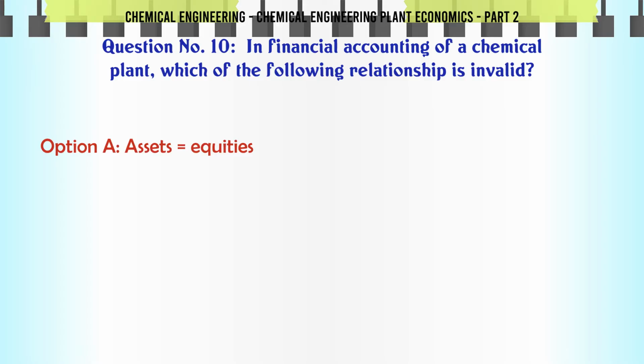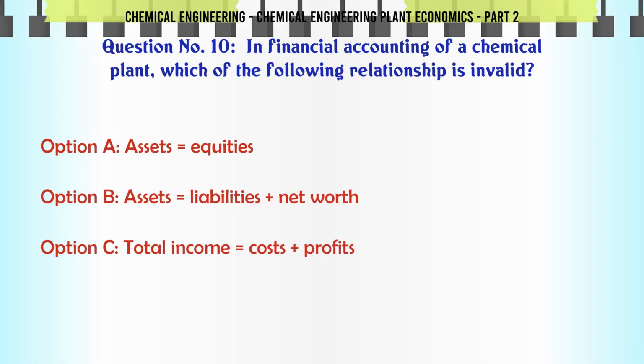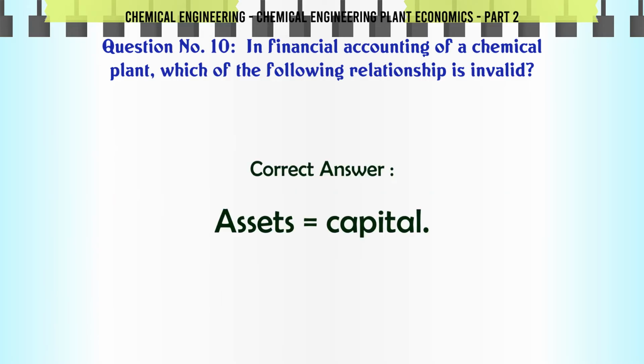In financial accounting of a chemical plant, which of the following relationships is invalid? A. Assets = equities. B. Assets = liabilities + net worth. C. Total income = costs + profits. D. Assets = capital. The correct answer is assets = capital.